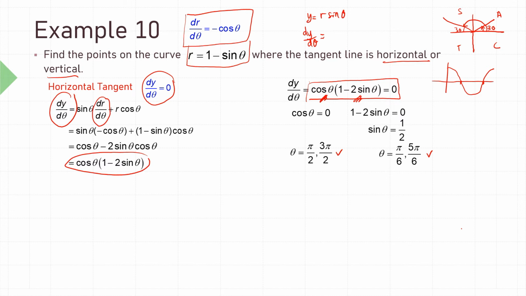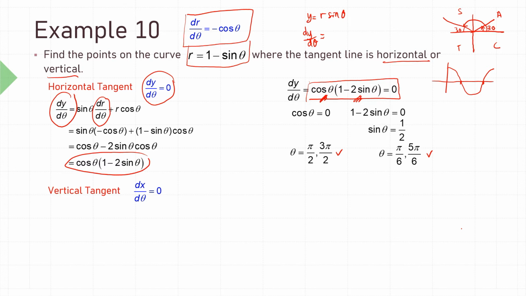But bear in mind that we are not done yet because there's something else after this. Afterwards I'll show you. Now we go to the vertical tangent. When will we have the vertical tangent? When dx over d theta is equal to 0.